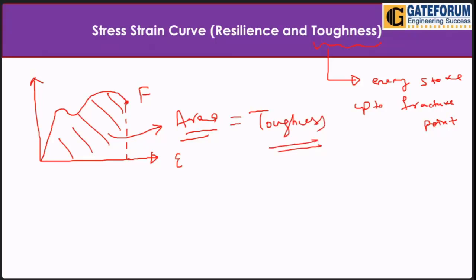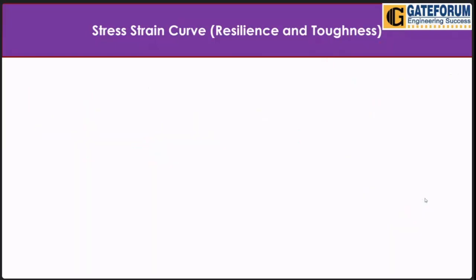A numerical came in the GATE examination already. In that numerical, we do not do anything, we just calculate the area, and that is known as toughness or modulus of toughness, in terms of joule per meter cube. So this area will be toughness, that means energy stored in the body up to the fracture point only. But in resilience, it is up to the elastic limit only.